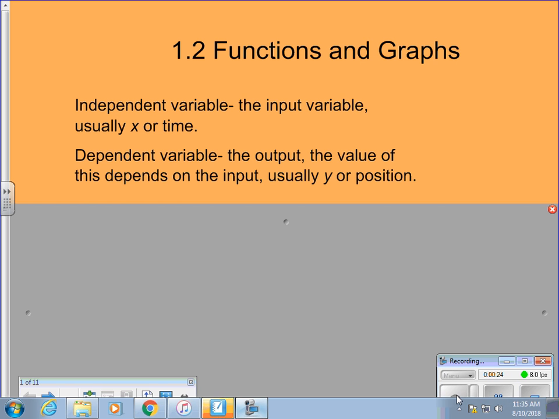So, independent variable, it's the input, usually x or t for time. We're going to do a lot of stuff in relationship to time. What's its velocity at a time? What's its position at a time? What's the acceleration at a time? How many potatoes do we have at a particular time?